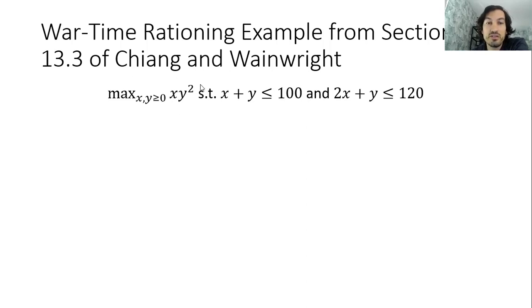This is a utility maximization problem. Here's a consumer with this much utility. Their utility is x times y squared. And the book describes this first one as a budget constraint: x plus y has to be less than or equal to 100. That's a budget constraint. This second one here is called a rationing constraint.